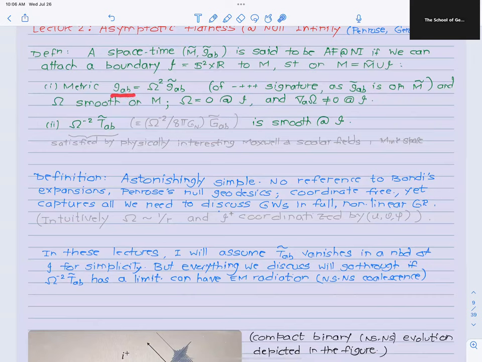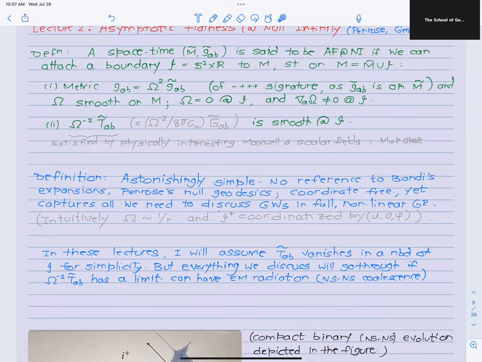First of all, there is a conformally rescaled metric, given by conformal factor omega squared times the physical metric, with signature minus plus plus plus, the same signature as the physical spacetime metric. But omega is smooth on the entire completion manifold, and omega is equal to zero on the boundary. Since g is smooth and omega is equal to zero, the physical metric is not well defined at the boundary, just as we saw in Minkowski space, because the boundary is at infinity with respect to the physical spacetime. So omega equals zero, but grad_a omega is not equal to zero. What we're saying is basically giving you the rate at which omega falls off.